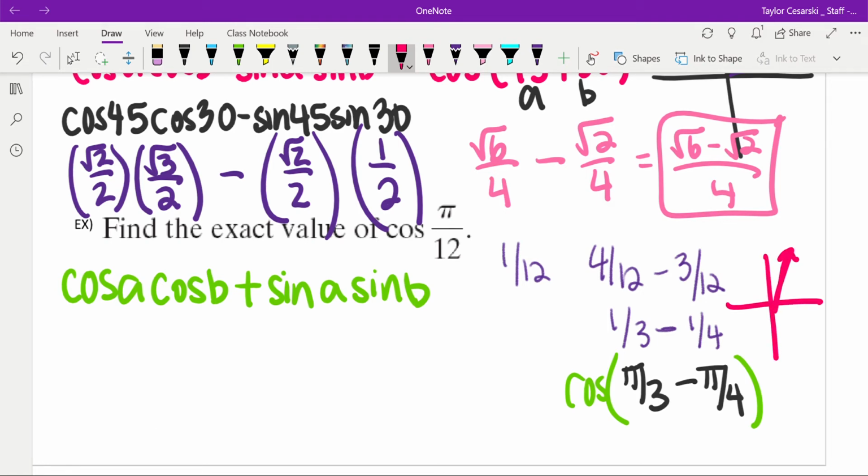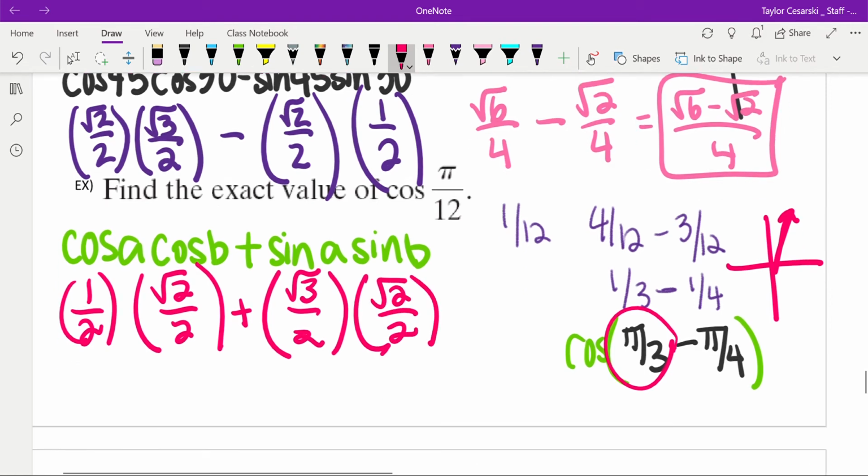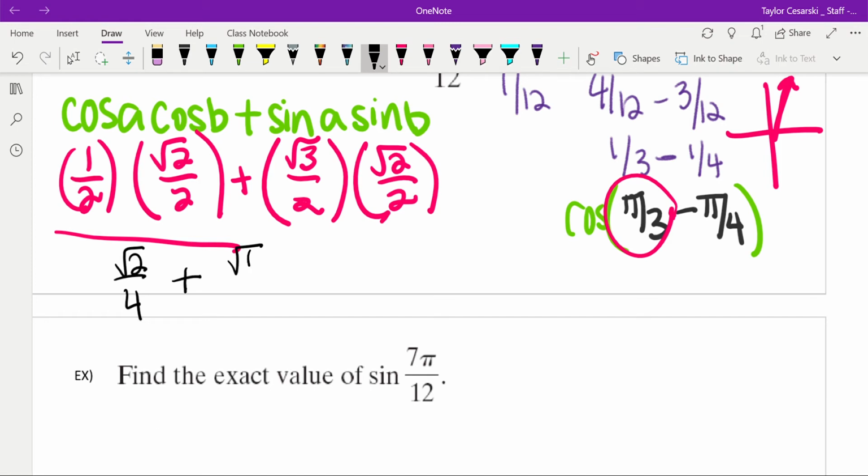So cosine of pi over 3 is right here. So that's going to be 1/2. Cosine of B, which is pi over 4, is square root of 2 over 2. Plus sine of A, which is pi over 3, is square root of 3 over 2. Okay, sine of pi over 3 is square root of 3 over 2, and sine of pi over 4 is square root of 2 over 2. All right, now we can simplify this. So when I multiply these two, I get square root of 2 over 4 plus square root of 6 over 4, and just adding this together, there we go.